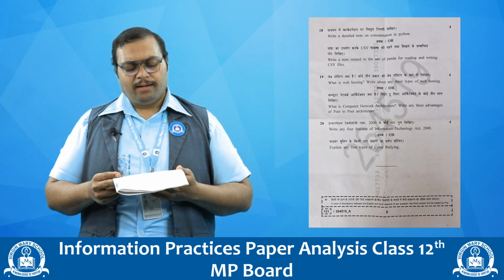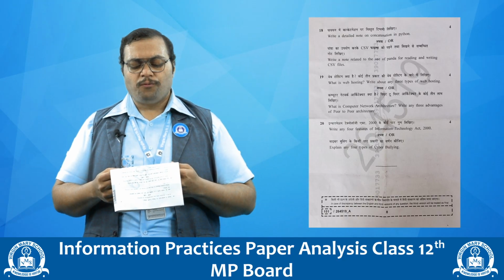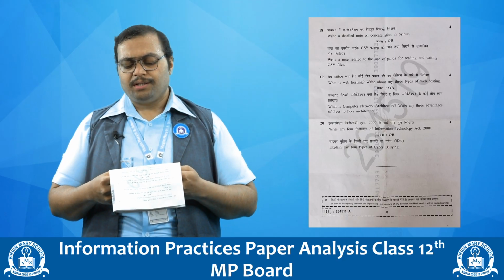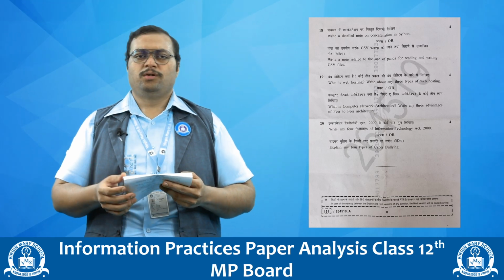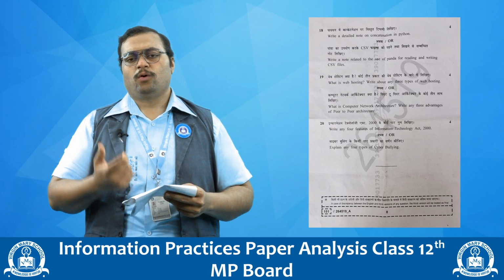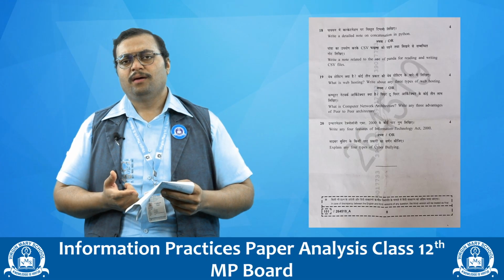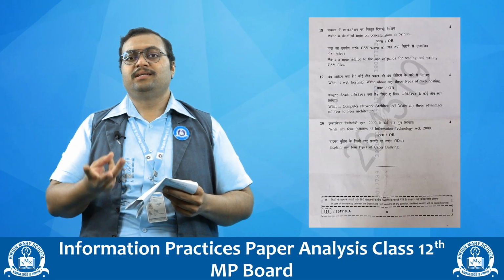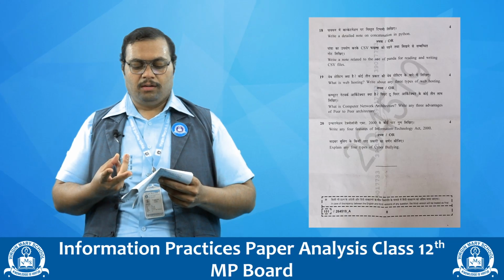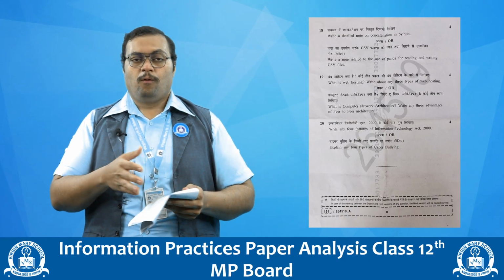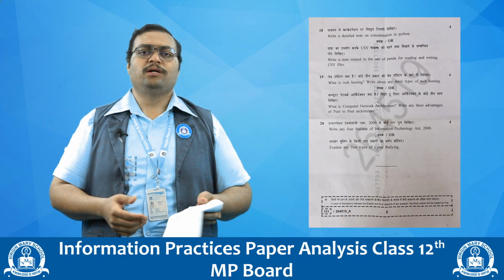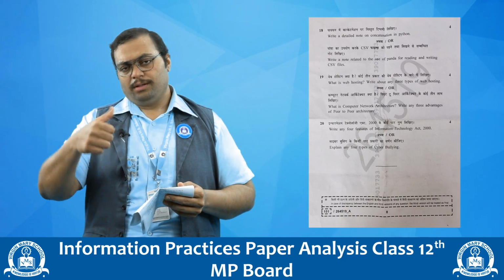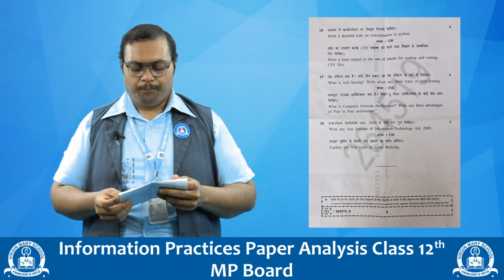Last and final question: write any four features of the Information Technology Act 2000. There are many features. To sum up, it recognizes digital signatures. Second, it recognizes digital records. Then it describes cyber crimes. And fourth, it describes how they should be punished or prohibited.